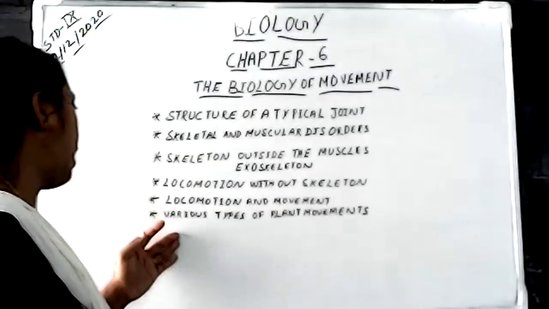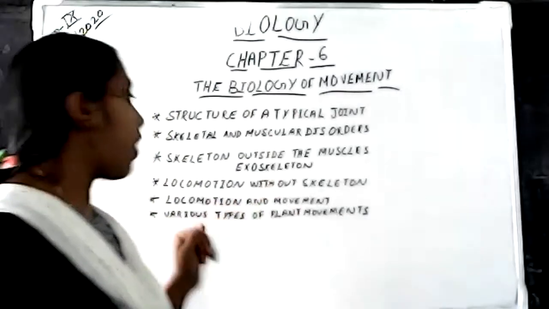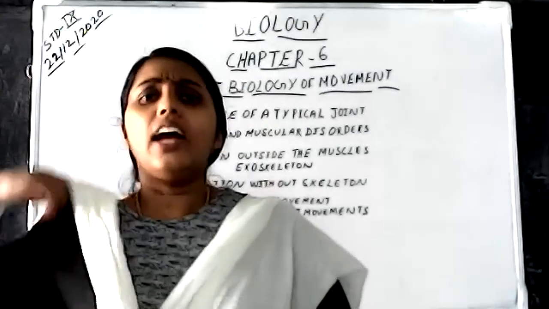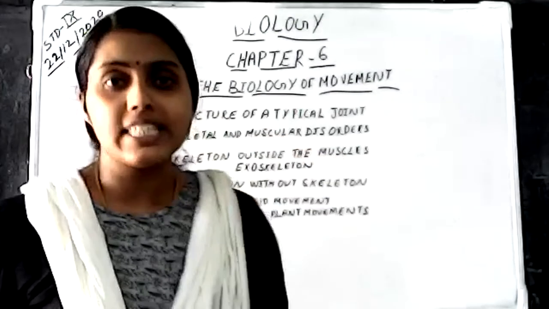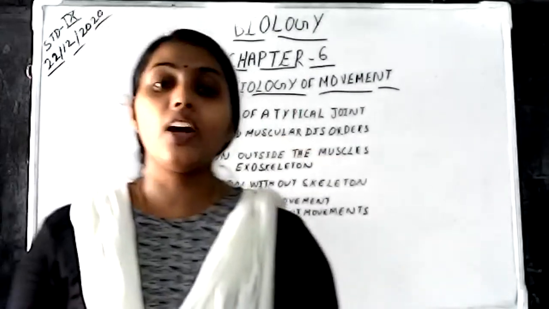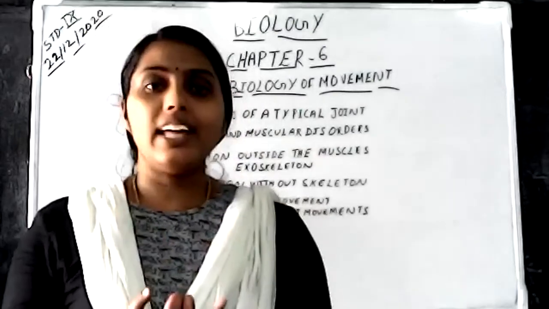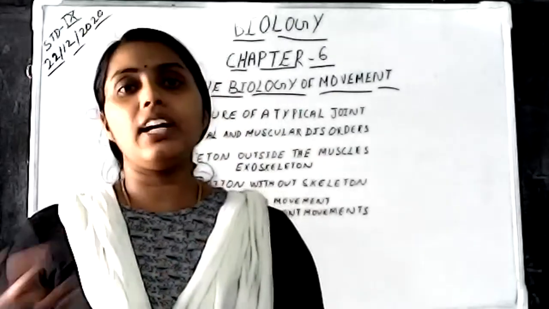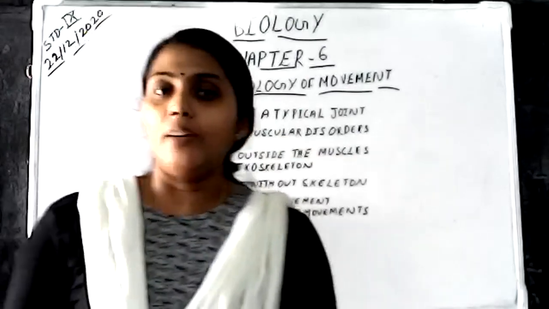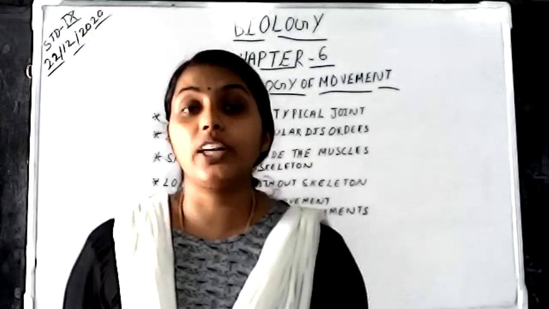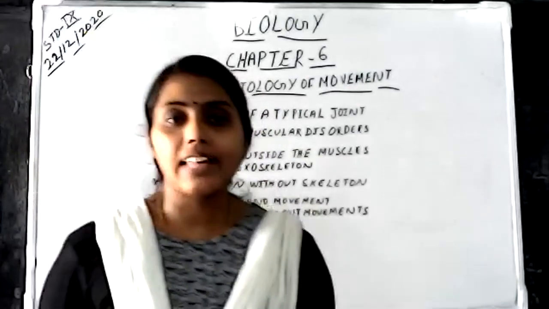And the last topic of our chapter is various types of plant movements. We all know that not only animals, plants also show some movements. They cannot move from one place to another, but from where they are standing, they show some movements. We can see how the plants are moving. Different kinds of movements are there in the case of plants.